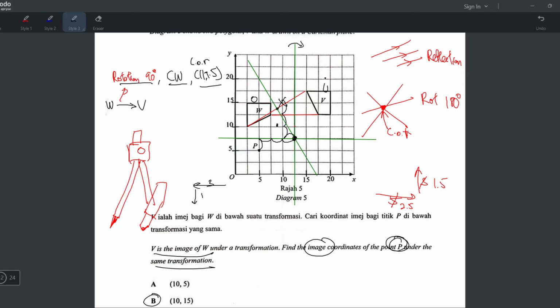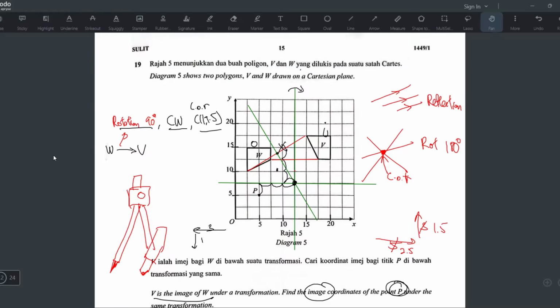So for rotation 90, you kena terbalikkan. And always kira horizontal dulu. Horizontal, vertical, and then terbalikkan the thing. Okay. Kalau rotate 180, tak payah terbalik. Okay, but rotate 90 kena terbalikkan. Macam tu. Okay. Alright, I think that's all. So, sudah siap.